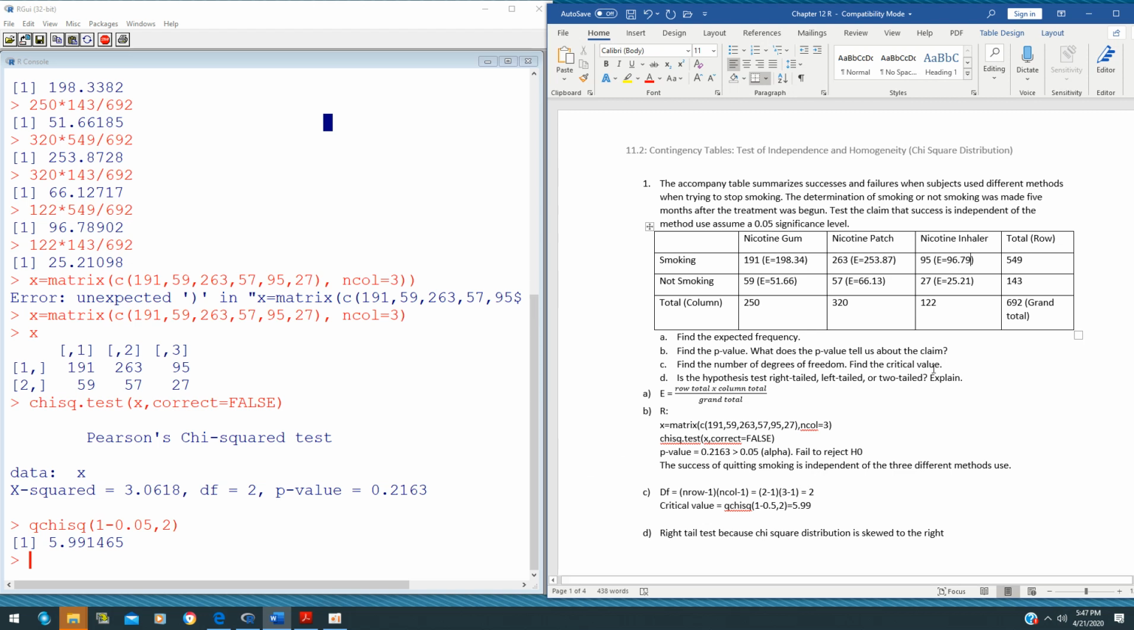And then you need to find a critical value. To find a critical value, you do qchisq of 1 minus alpha. The alpha in this case is 0.05, and the degree of freedom is 2. So qchisq(1 - alpha, 2), which gives you 5.99. And then the question is asking, is this a right, left, or two-tail test? Explain. This is a right-tail test. The reason is that a chi-square distribution is always skewed to the right, so when you use a chi-square distribution, you always have a right-tail test.